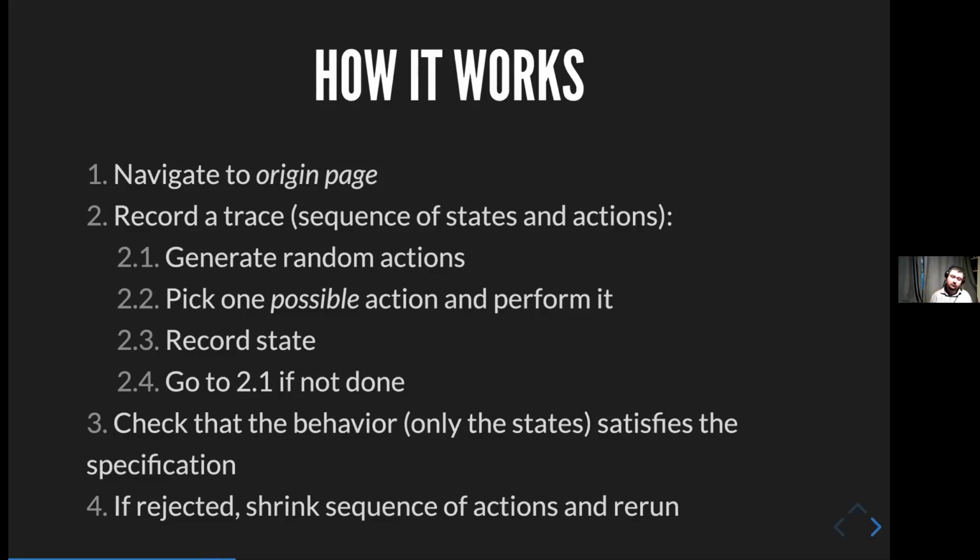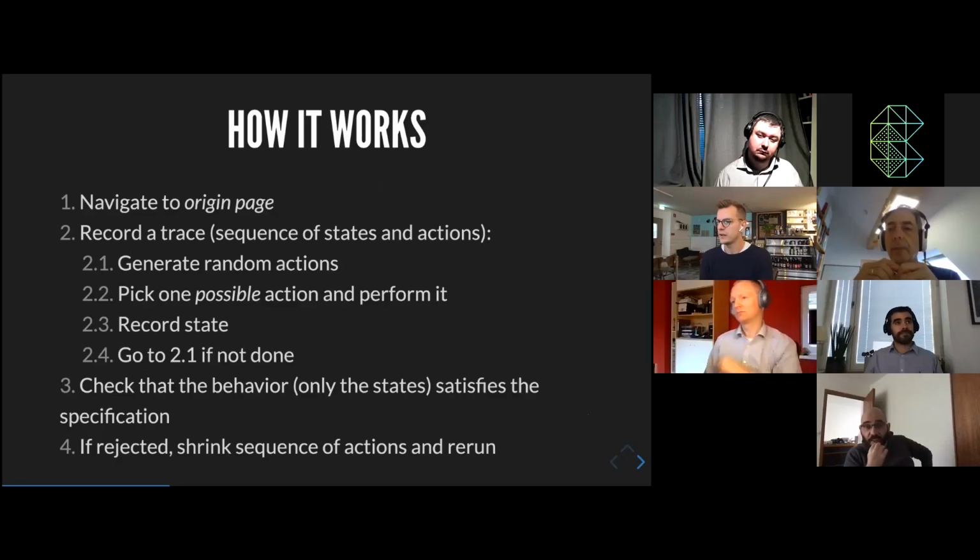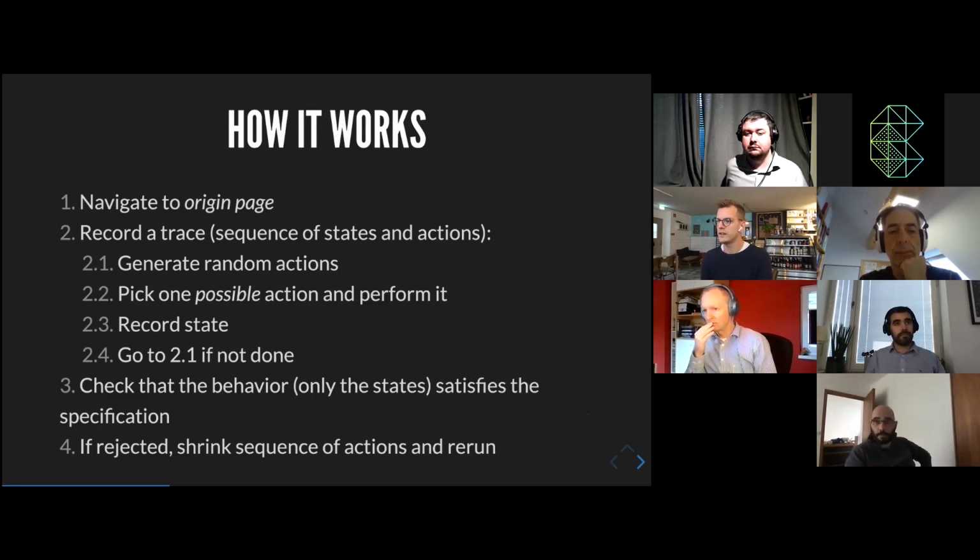And when it records this trace, it begins by generating some random actions. And then it picks one of those that are possible to perform at this particular time. It performs that one and records it. Then it also records the state that it sees afterwards. And then it loops until some bound, or when it can't make any more progress.